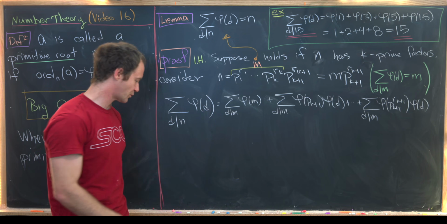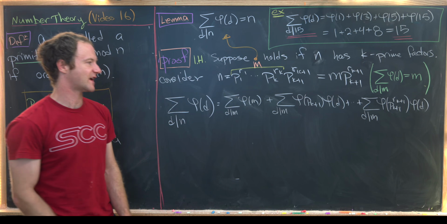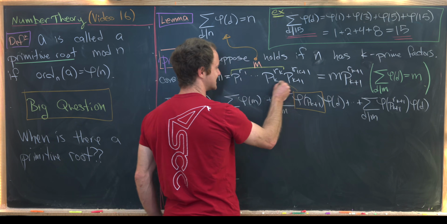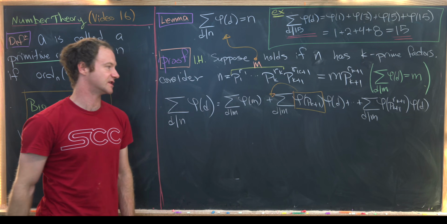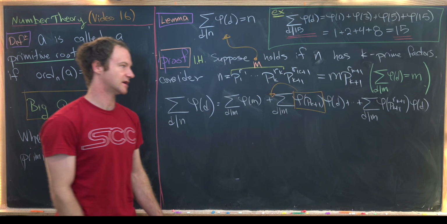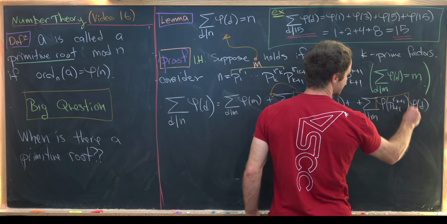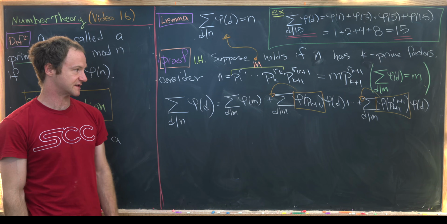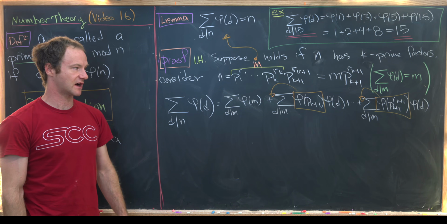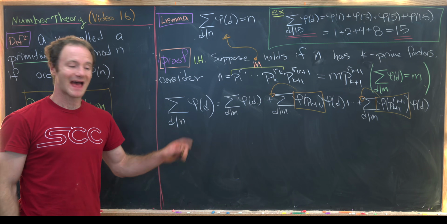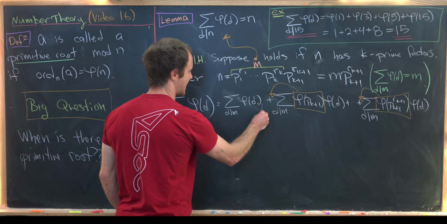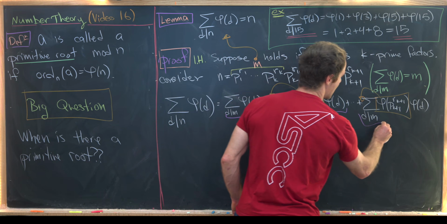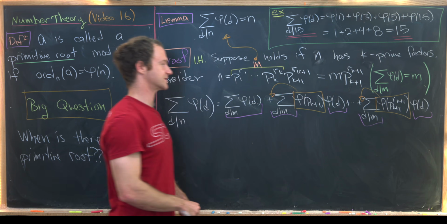Okay, so we finished the last board with this line, and now I want to do some factoring. So notice that this object right here, which I'm boxing in orange, does not depend on our summation index, so we can bring it out of the sum. And all of the similar terms in these other summations are also not part of the summation index, so I can bring those out of the sum as well. But that leaves us with a bunch of copies of the same sum. Namely, we've got the sum over the divisors of m of phi of those divisors.